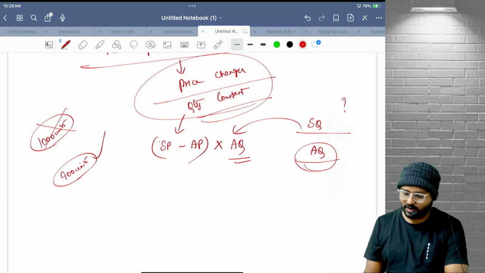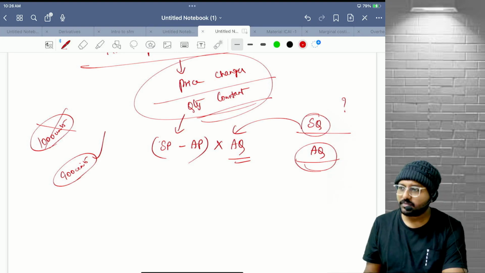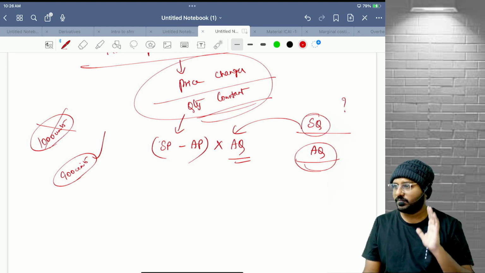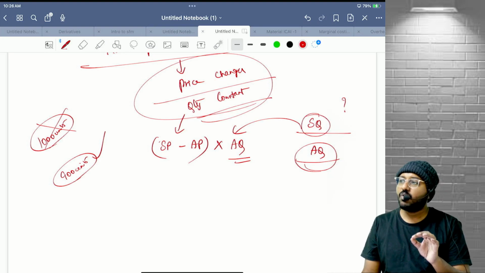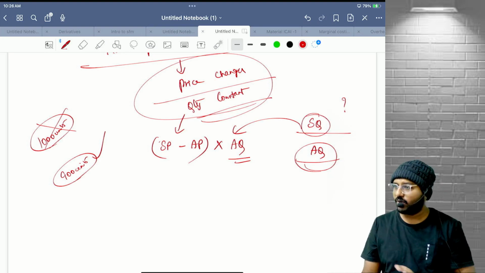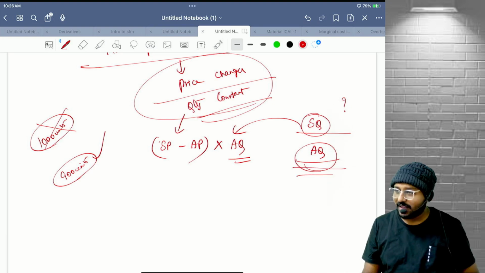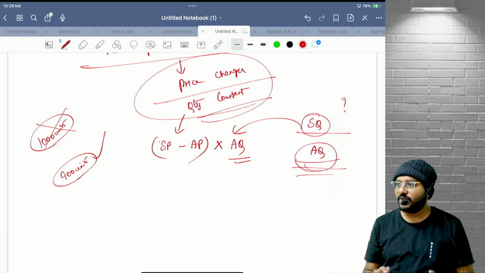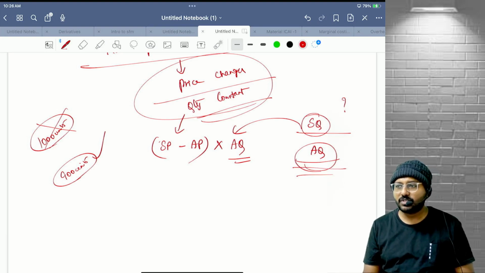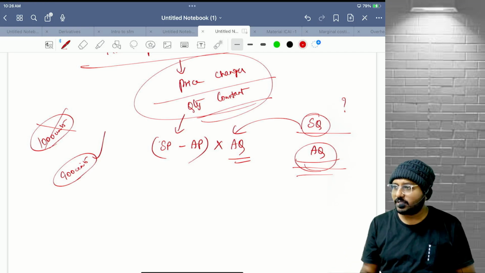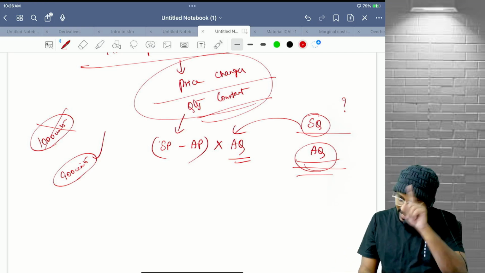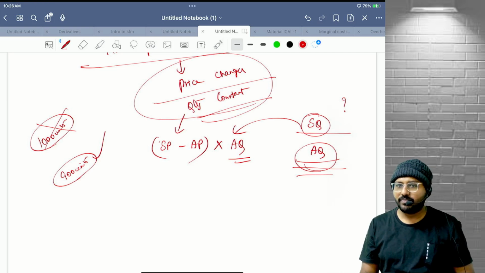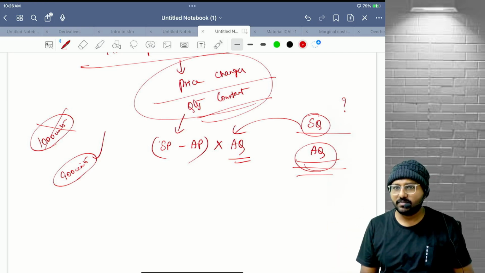Same logic applies here also. What is SQ? Standard quantity of raw material allowed for actual output. What is AQ? Actual quantity of raw material consumed. When I'm talking about price variance, what will be my thought process? The actual quantity that has been consumed should have been consumed at what price, and is actually consumed at what price. That should be the price variance.